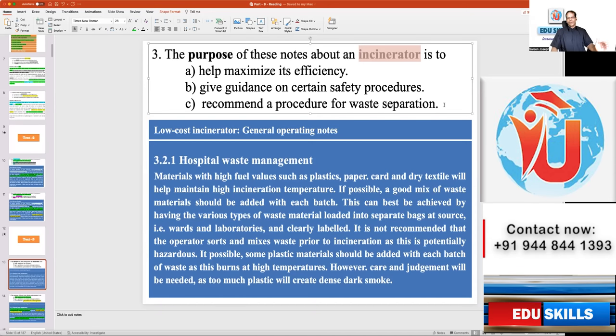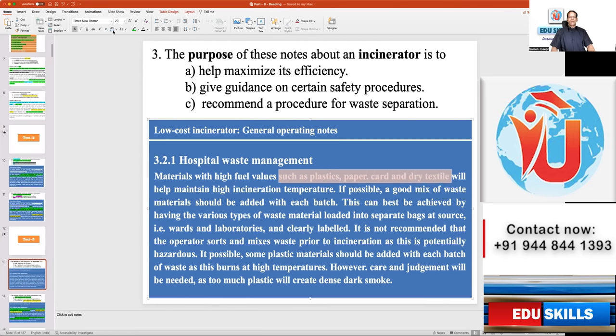Let's discuss C. Now you have A, B, C, all the three options. Now let's discuss, recommend a procedure for waste separation. Does it speak anything? Now what is the key topic sentence? Now I am just striking out these things. Why? They are examples. Okay. So, materials with high fuel values will help maintain high incineration temperature. That is the topic sentence. And what is the message? What is the message from that sentence?